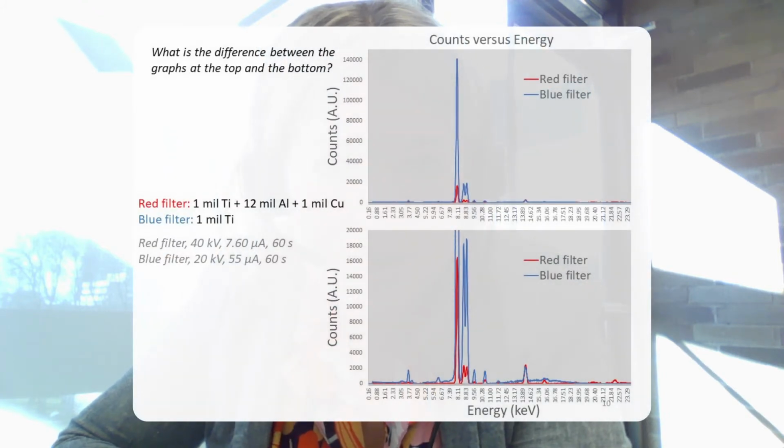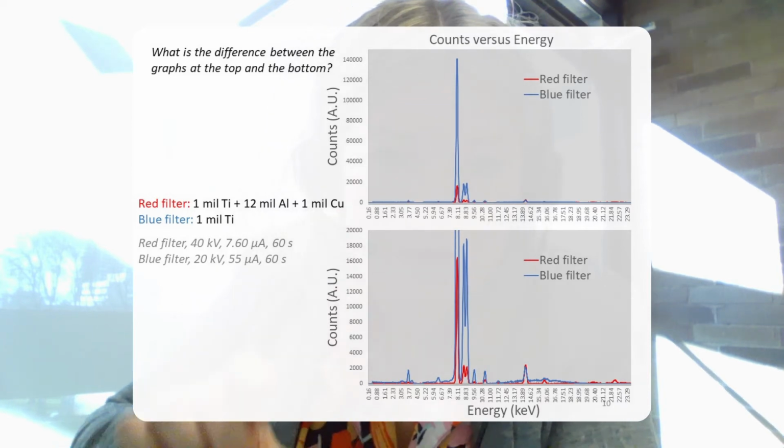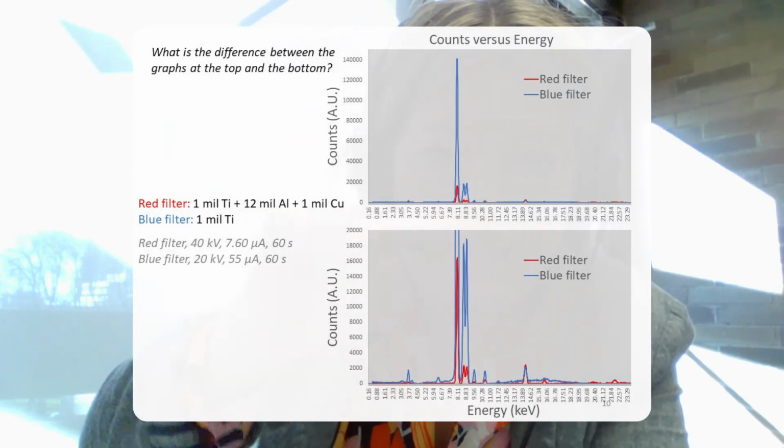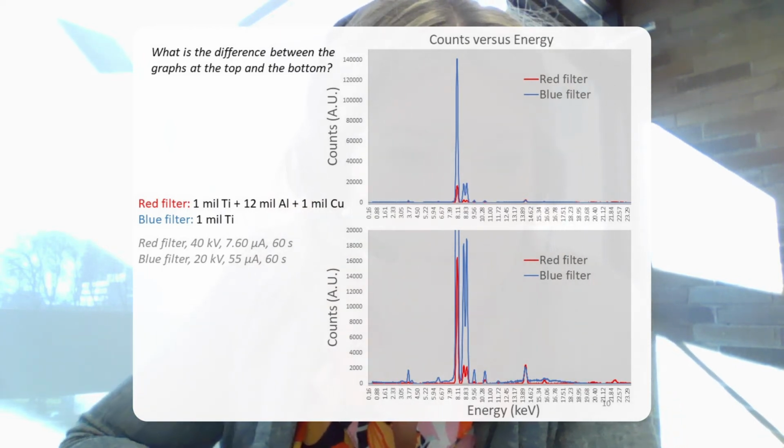Here are two XRF spectra taken with different filters. Using the blue filter and a lower X-ray tube voltage of 20 kiloelectron volts, we can observe greater intensity emission lines having energies less than 15 keV. So you can see in the bottom panel, we can see intense emission lines for the blue filter settings.